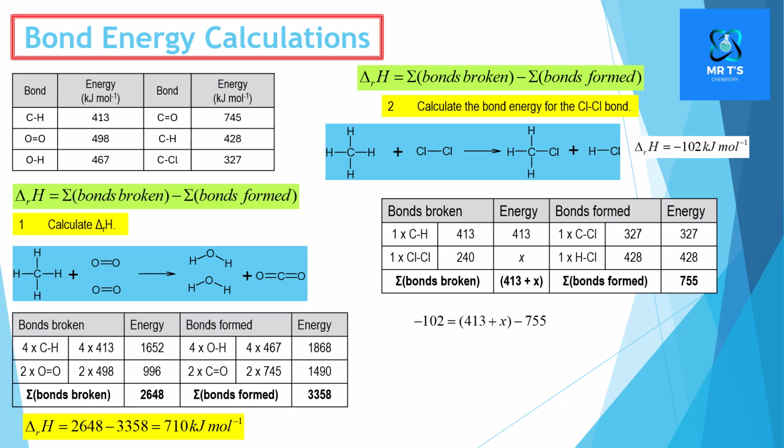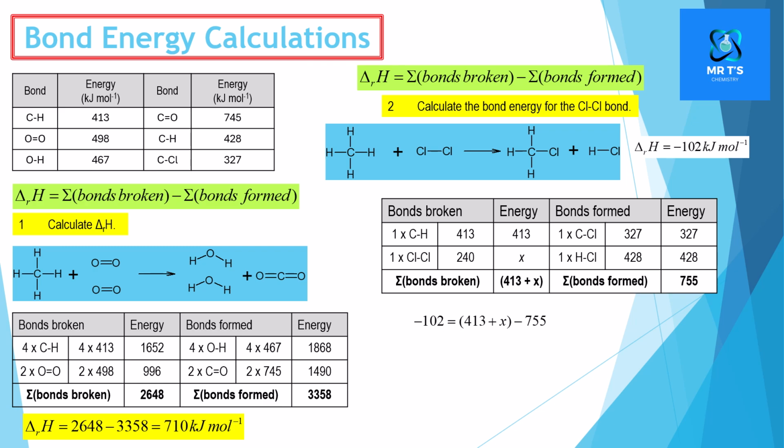I substitute that into this. I get the delta H from the value given next to the equation. That's minus 102. I substitute in the bonds broken, which is 413 plus X, and I substitute in the bonds formed, which is minus 755. Now I'm going to group like terms and put X to one side by itself. So I need to keep X on one side by itself. Then I'm going to move all of these numbers to the other side.